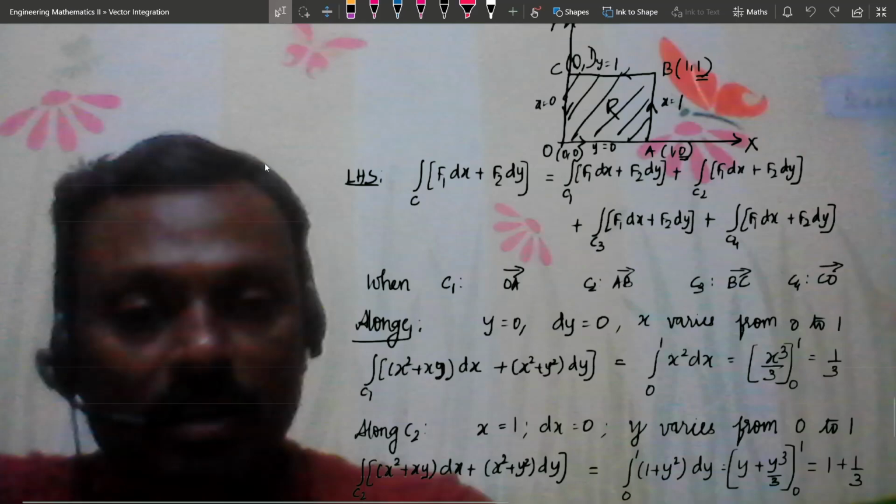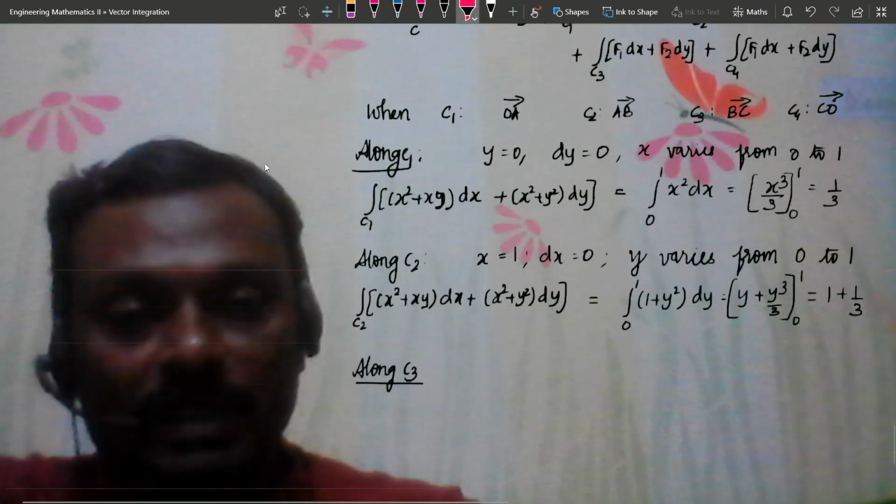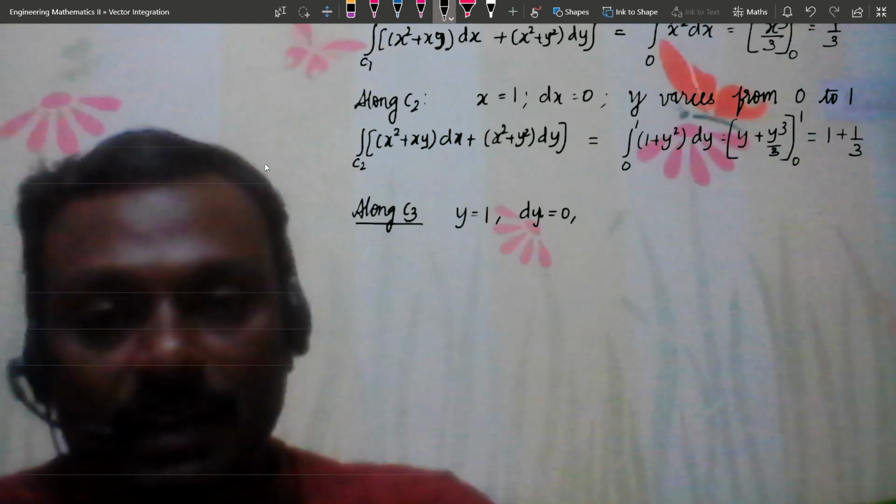Now along C3, that is BC, from B to C, what happens? The coordinates of B are (1, 1) and of C are (0, 1). That means y remains as 1. So y is equal to 1, and because there is no change in y, dy is 0. And we see that x varies from 1 to 0, because at B the x coordinate is 1 but at C the x coordinate is 0.